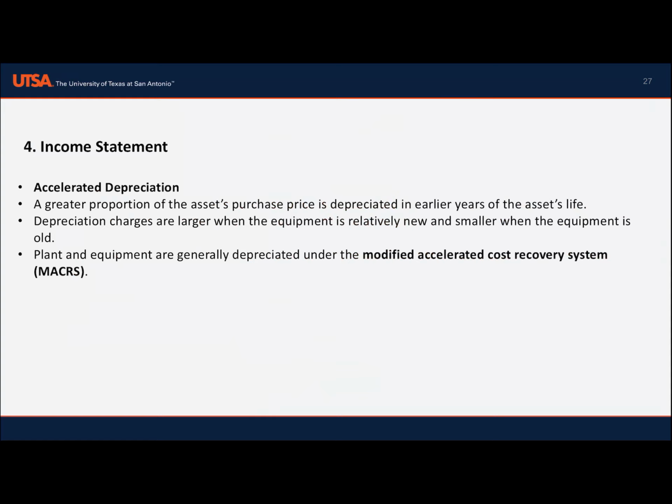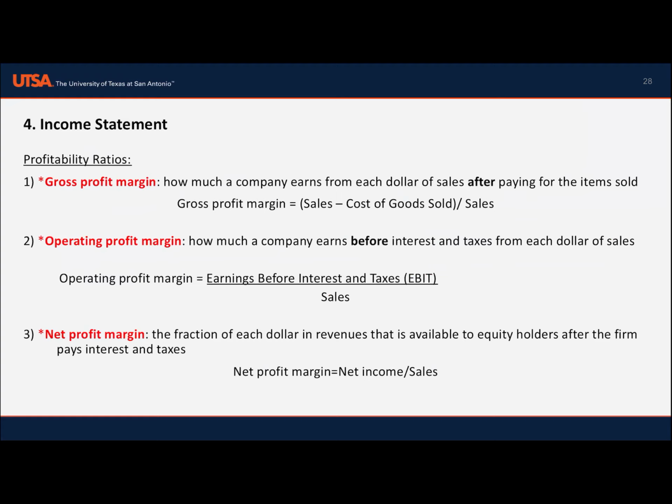Another depreciation method is the accelerated depreciation. A greater proportion of the asset's purchase price is depreciated in early years of the asset's life, and depreciation charges are larger when the equipment is relatively new and smaller when the equipment is old. Plant equipment are generally depreciated under the modified accelerated cost recovery system.